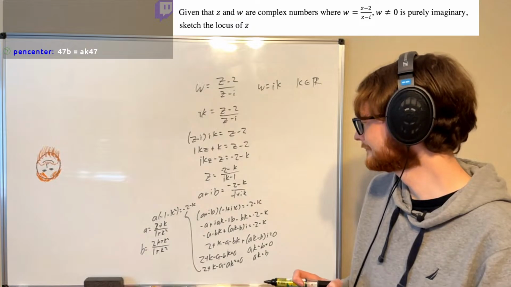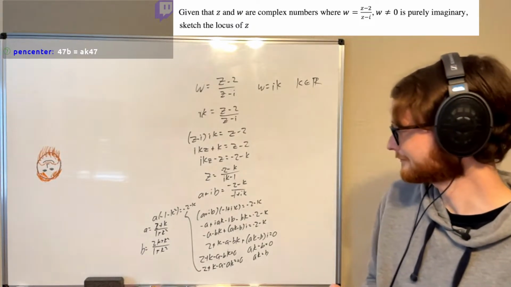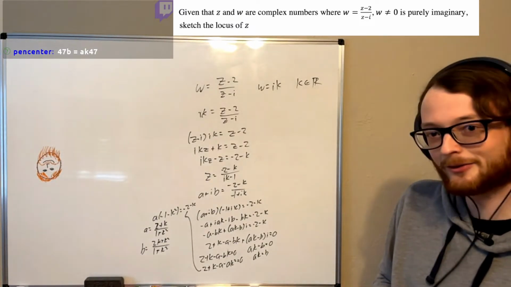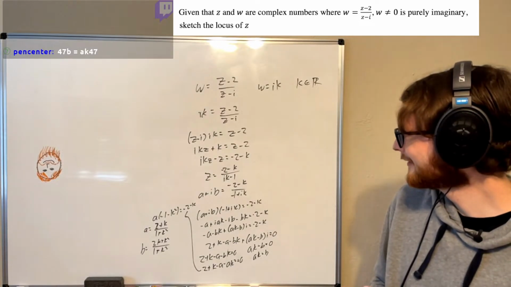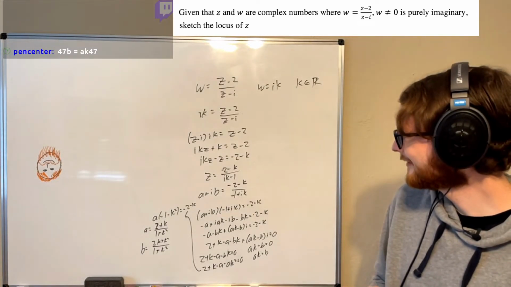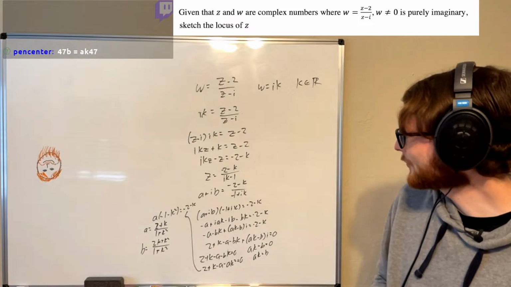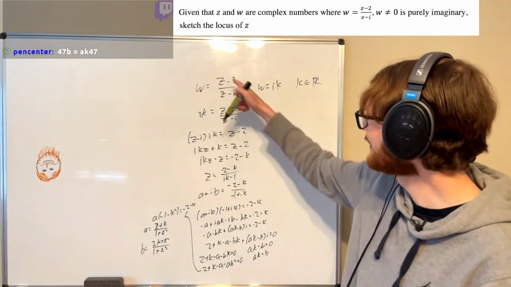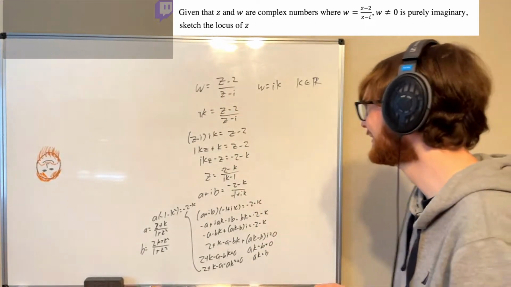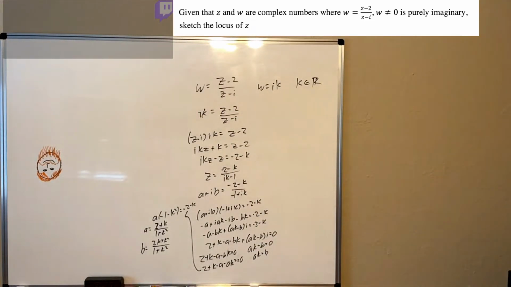Okay. Are we supposed to have an actual value for k though? This is where I don't know where we're going with this still. What do we do with this a and b? So this is z. Do I actually plug it in up there? That seems like a lot. 47b equals AK47.